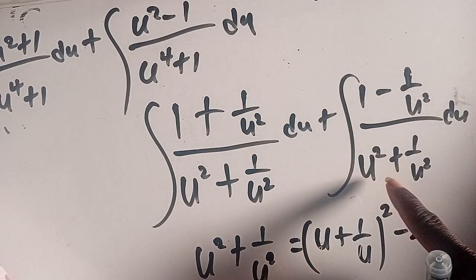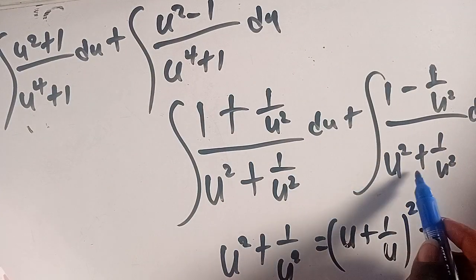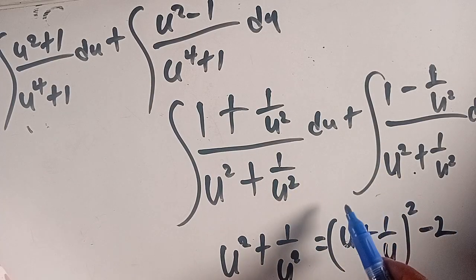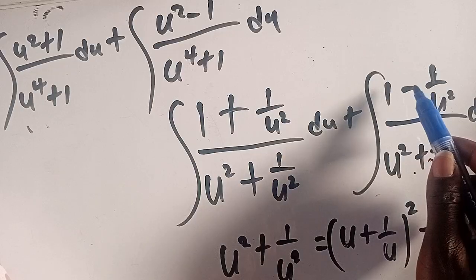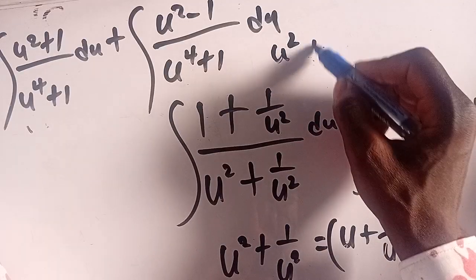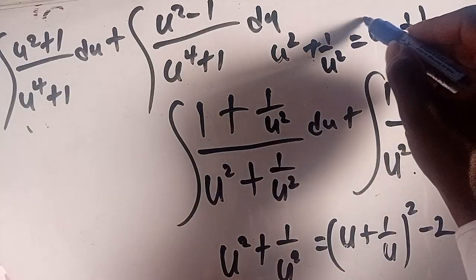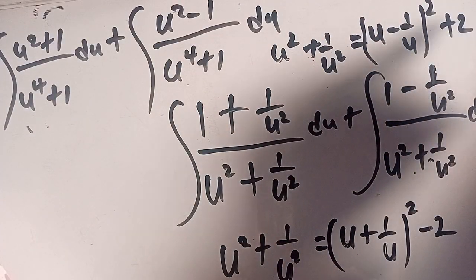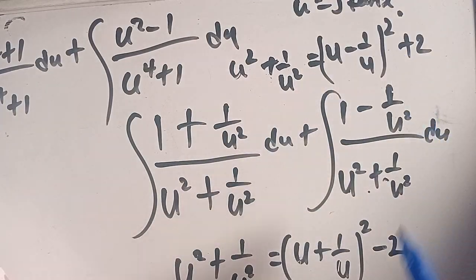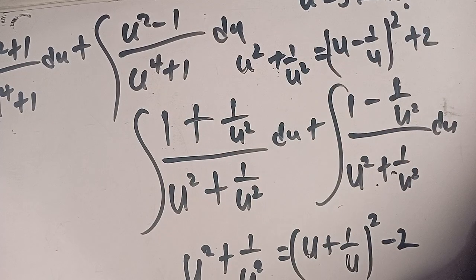Now for this other one, though they are the same, I will not use this for this one, because I want to cancel this. So I can also write this in another form by saying u square plus 1 over u square equals u minus 1 over u all squared plus 2. Both are equal, this is plus and minus, this is minus and plus. Expand it and you see that they are actually equal. It's because of the numerator that I changed those ideas. Please take note of that, don't be confused.